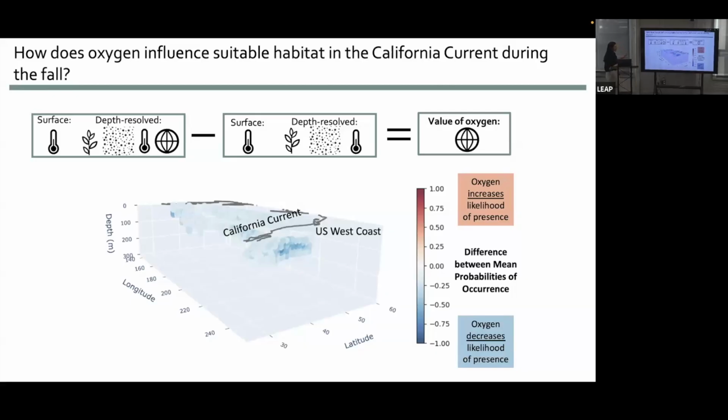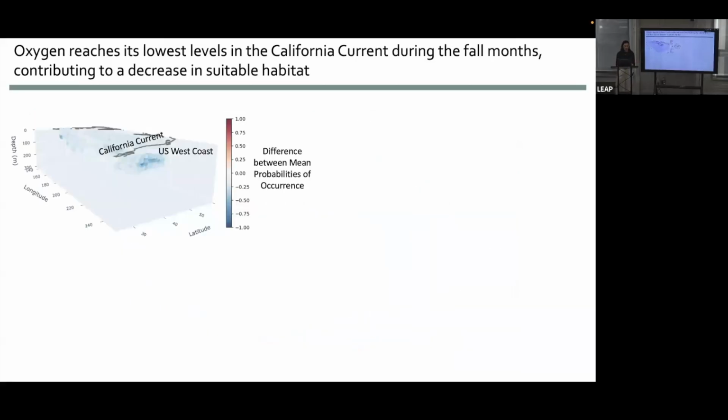And in fact, the inclusion of oxygen in this model for this time of the year contracted habitat by about 15 to 20% in the California current region during these fall months. And again, especially at depth in the water column. So we next looked at oxygen data in the California current to mechanistically explain this decrease in suitable habitat that is seemingly attributed to oxygen.